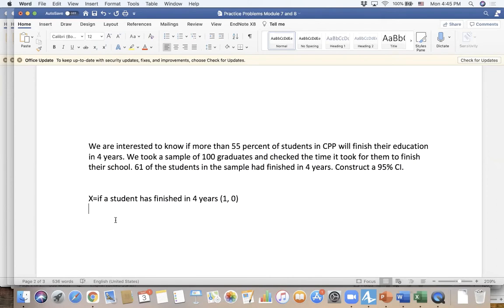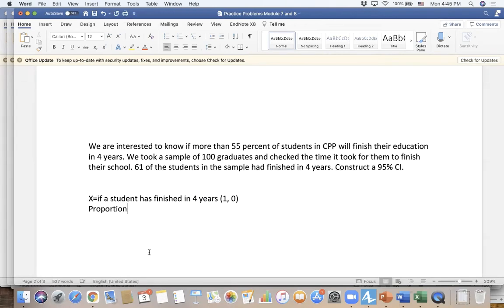And what are we interested to calculate? Something about the average of these random variables, something about the proportion of these students who have finished in 4 years. Like, what are we trying to find out here? We're trying to find the proportion.